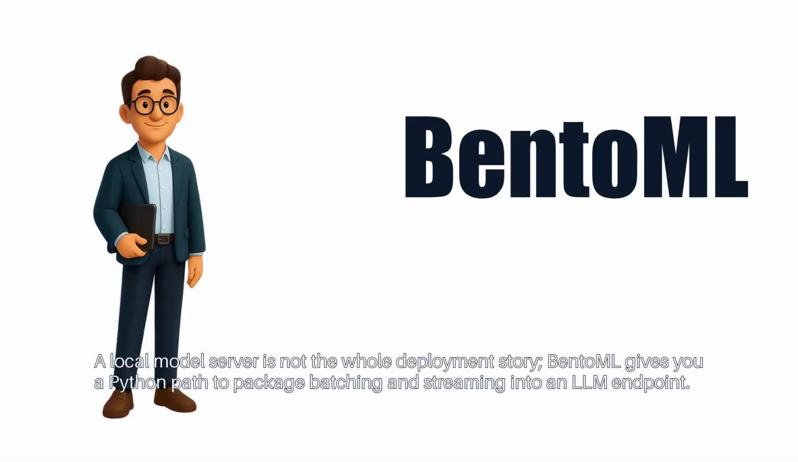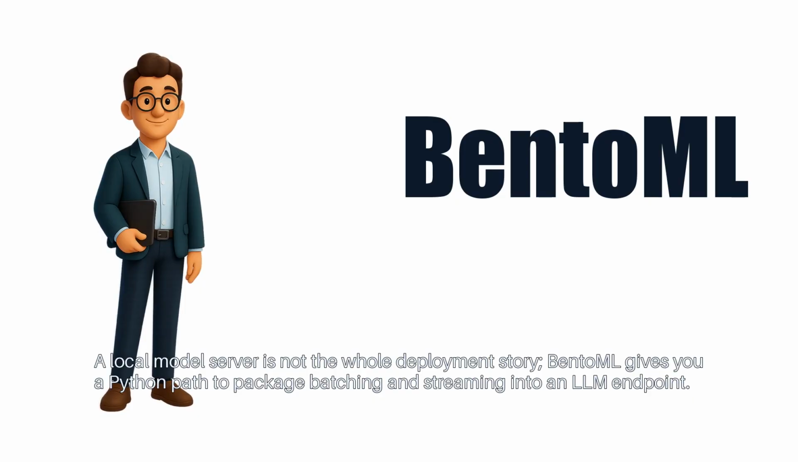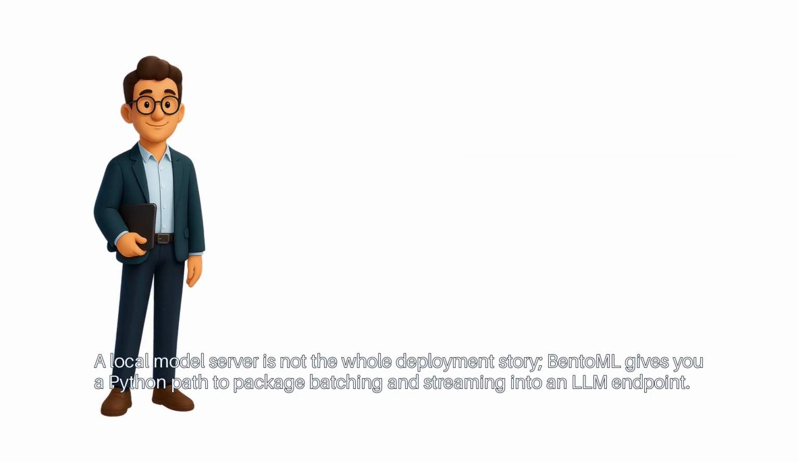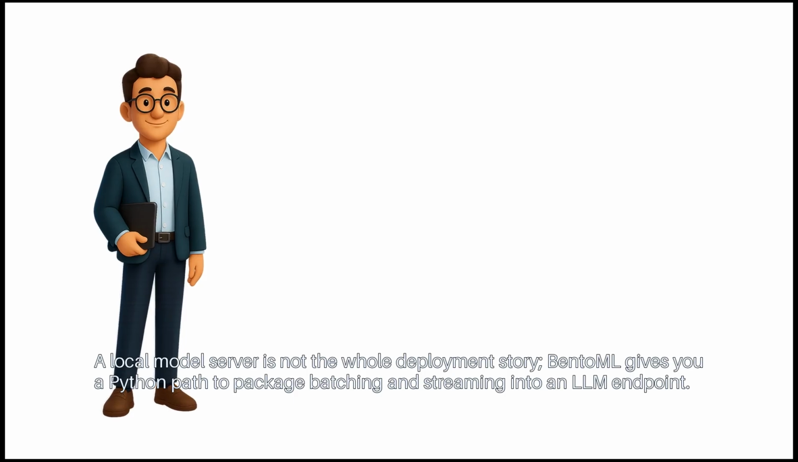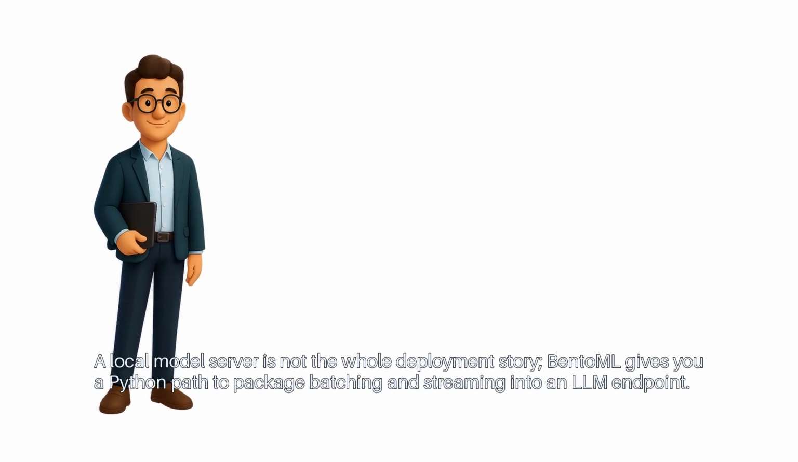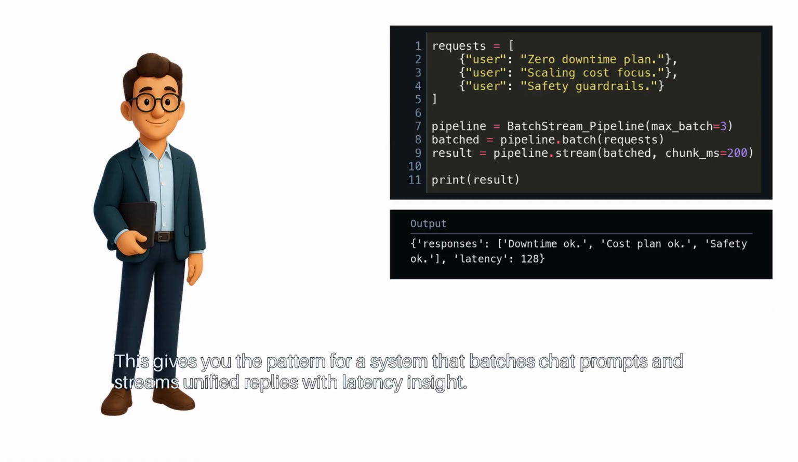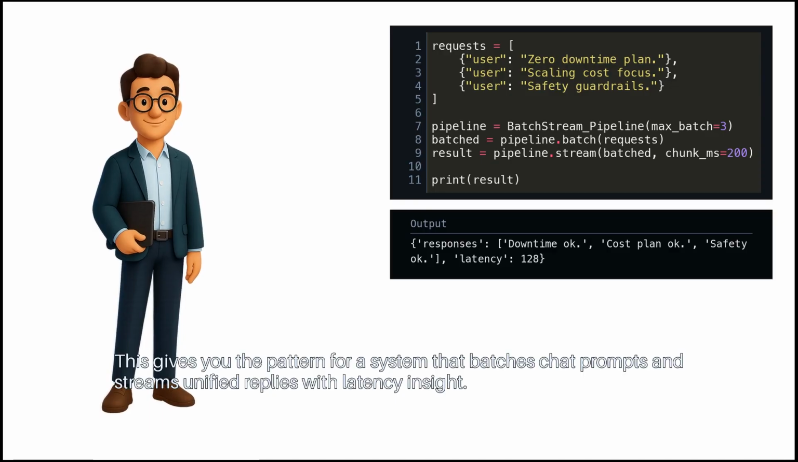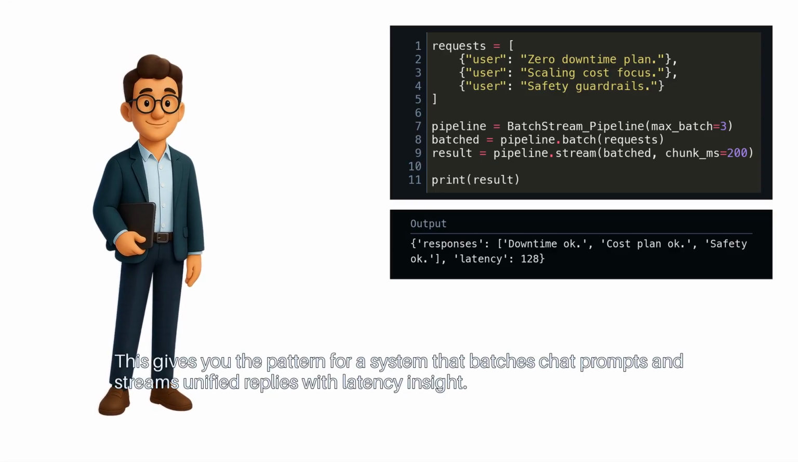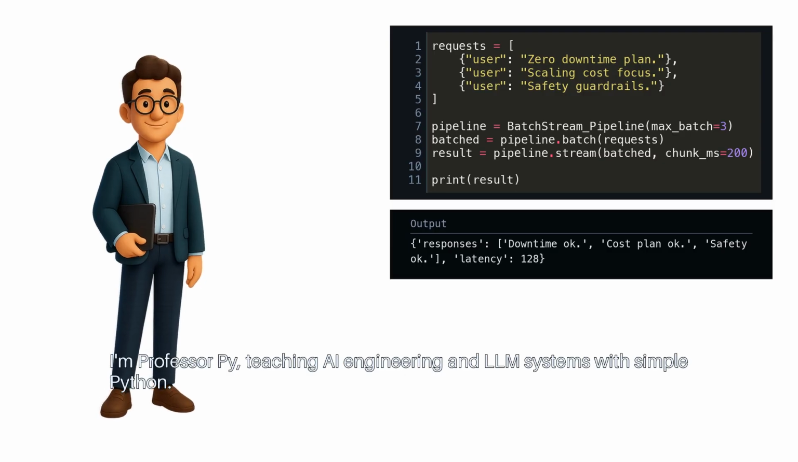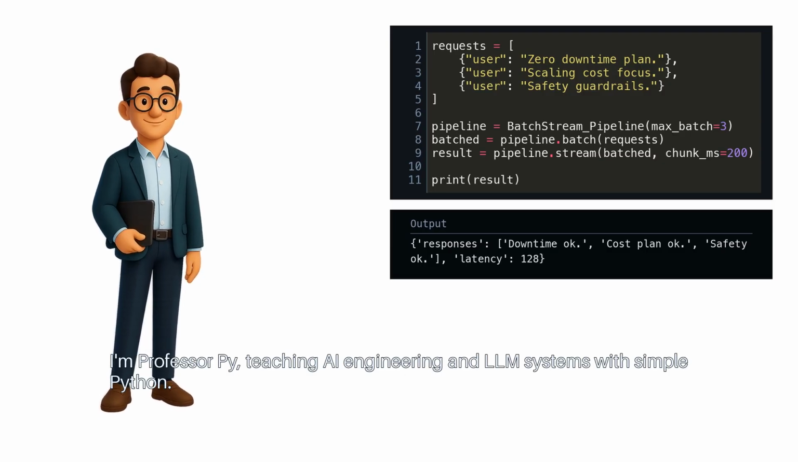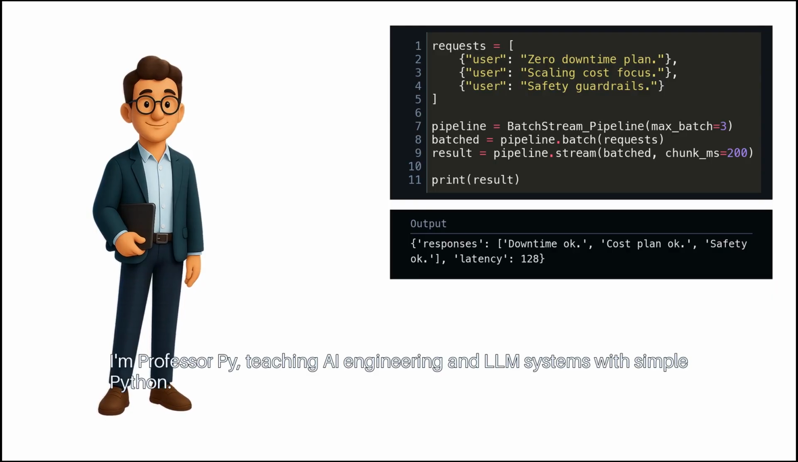A local model server is not the whole deployment story. BentoML gives you a Python path to package batching and streaming into an LLM endpoint. This gives you the pattern for a system that batches chat prompts and streams unified replies with latency insight. I'm Professor Pi, teaching AI engineering and LLM systems with simple Python.